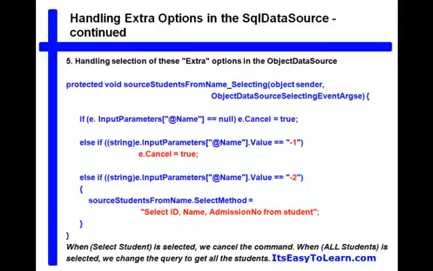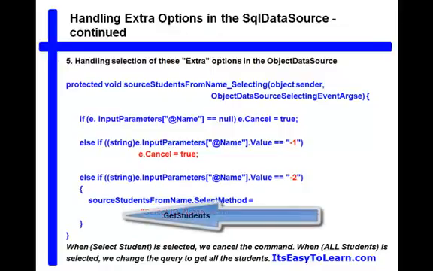Then we have the onSelecting event handler. What it does is it looks at the parameter name. If the input parameter name is null, it cancels the operation. If the input parameter name value is -1, which is select student, again the operation is cancelled. If the selected value is select all students, what we do is we change the select method from whatever was given to getStudents method. This way, all student data is returned from the database.